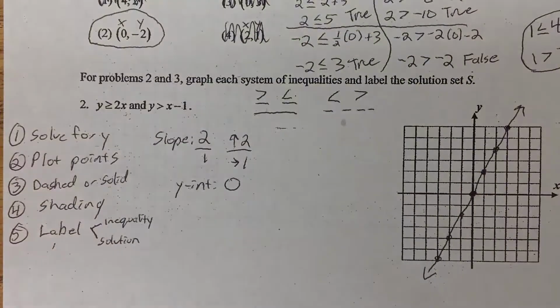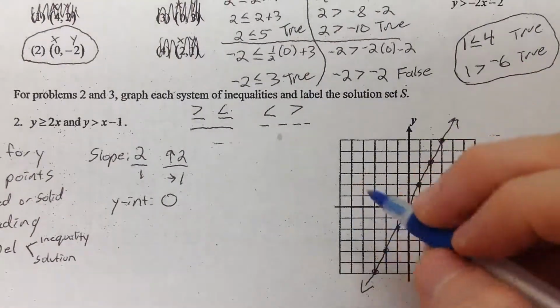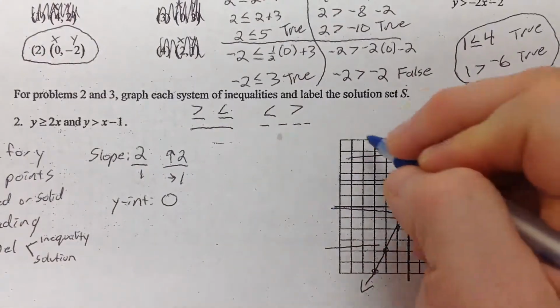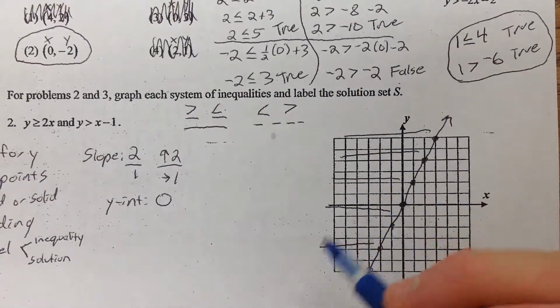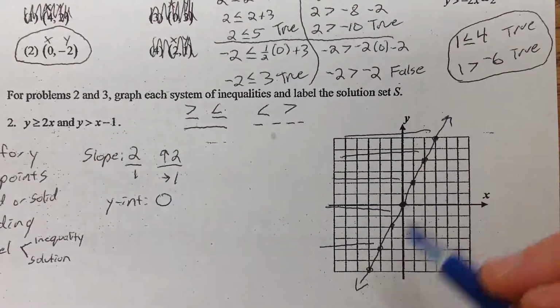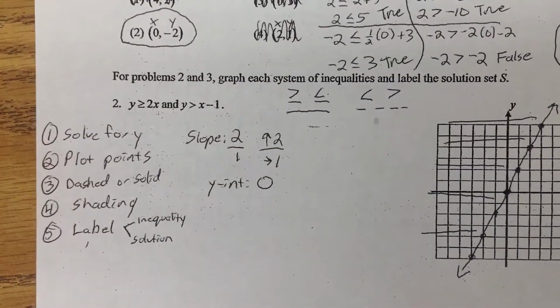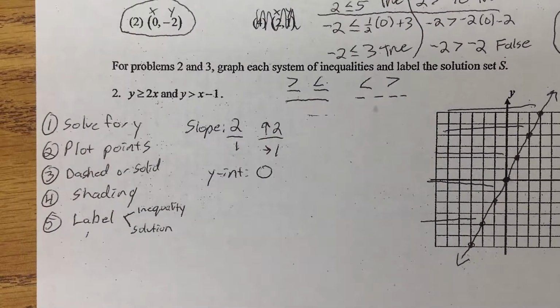Now, when we're doing this, you don't want to just color it in really dark because we still have another line to do. Just throw a couple of lines in there to show that you're shading it, but don't go in really dark because we still have another line or another inequality that we have to graph here. Okay? All right, so our second one is y is greater than x minus 1.